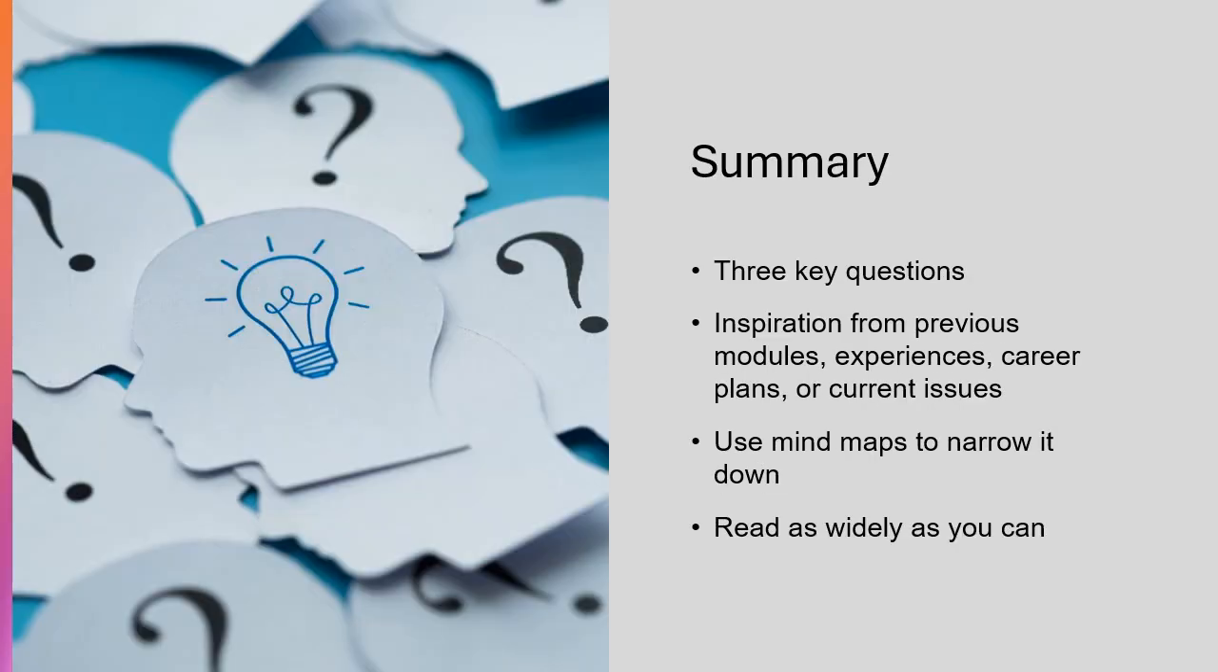So to summarise, choosing a topic may feel overwhelming initially, but if you use the 3 key questions: does it really interest me, does it play to my strengths, and is it researchable, and look for inspiration from previous modules, personal or professional experiences, future career plans, or current issues and hot topics, then this should help you to identify some topics that would be suitable for your dissertation. Use mind maps to help you narrow it down once you've got those initial ideas, and read as widely as you can at this stage to get a feel for the existing literature.